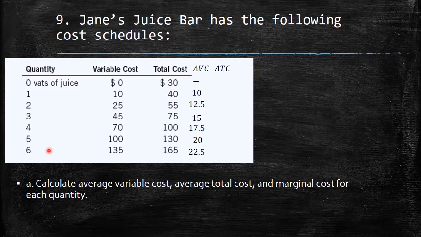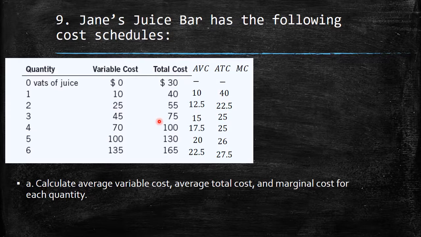Here we have the average total cost. It's going to be this one, 30 over 0, which is not defined, so it's going to be a hyphen. Then 40 over 1, 55 over 2, 75 over 3, 100 over 4, 130 over 5, and 165 over 6.